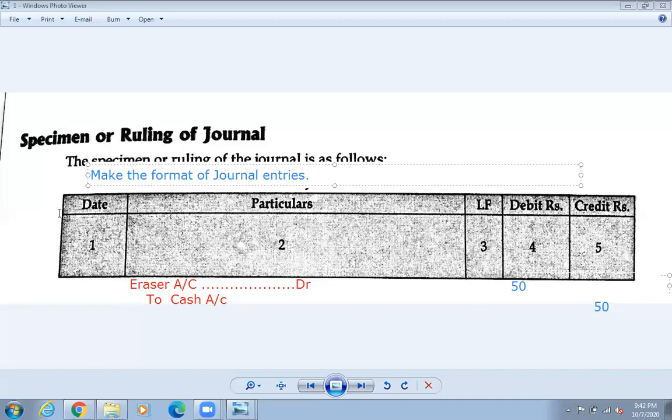Make a rectangular space, make the lining and all. So write on the particular: date, particular, LF, debit rupees, credit rupees. Okay, in that way you write down. So 1 2 3 4 5. Don't write this eraser and all, just make the column only. So make the format, this is called the format. Others we can call it the table of journal entries. You can pause the video and I will go for the next slide then.